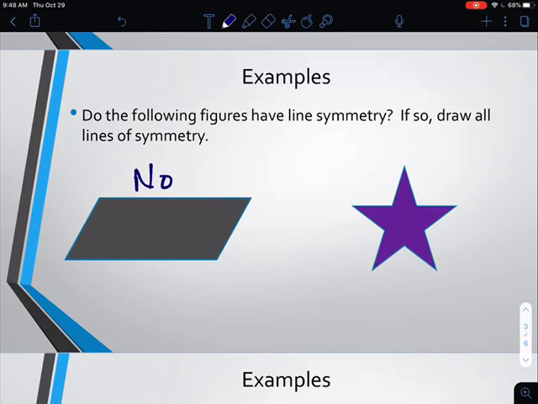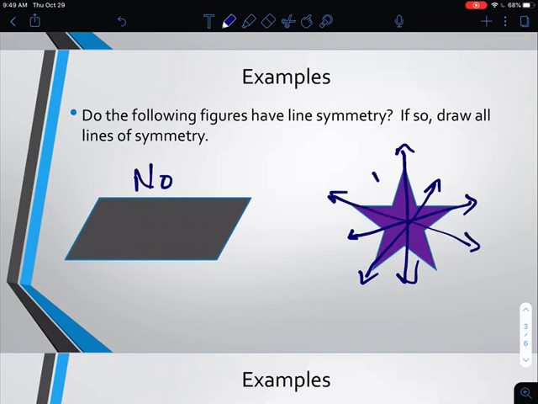As far as the star is concerned, we can see right away that we have this vertical line that goes through, left and right side would be identical, but because this star is the same all the way around, that means any point that I have can become a line of symmetry. So as I'm looking at all these different pieces here, I can go through any of the points along the outside, and I'm going to create a line for each one. So in this case, yes, it has line symmetry, and I actually have 5 different lines that I can attach to it.